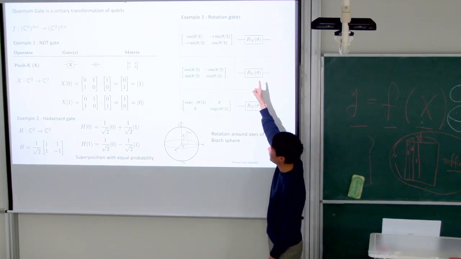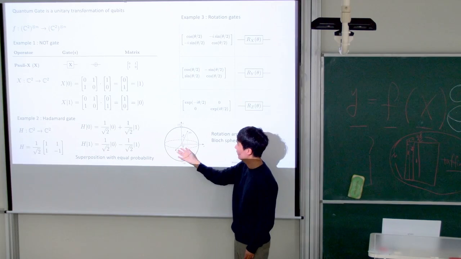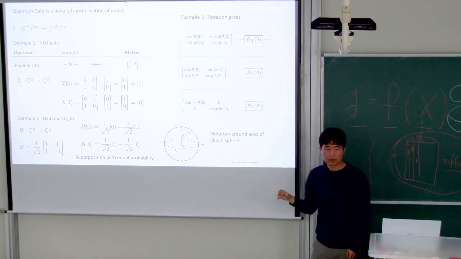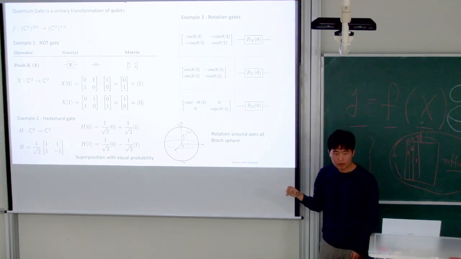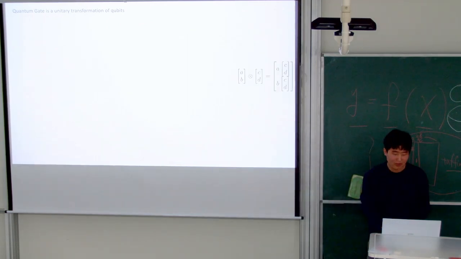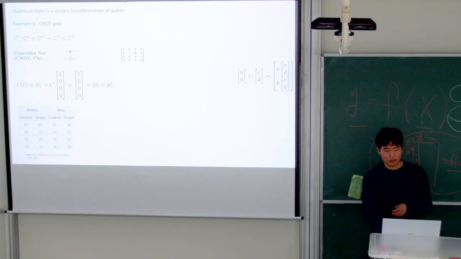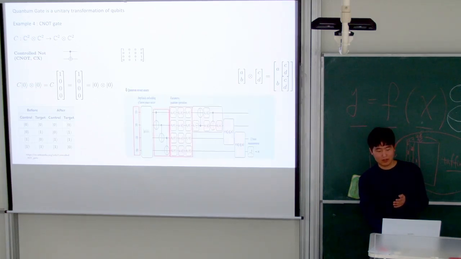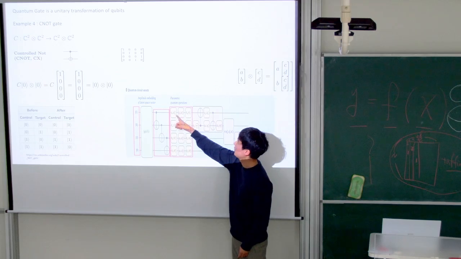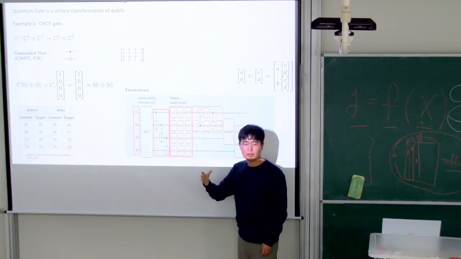So Rx means you rotate along the x-axis by theta. So what is the meaning of the index, theta 1, 2, 3? They are parameters. You can think of it like a neural network parameter. So these are like neural network parameters.